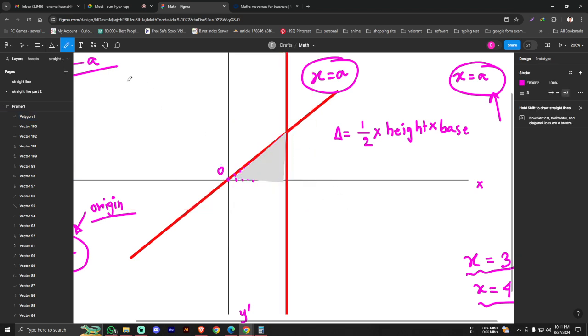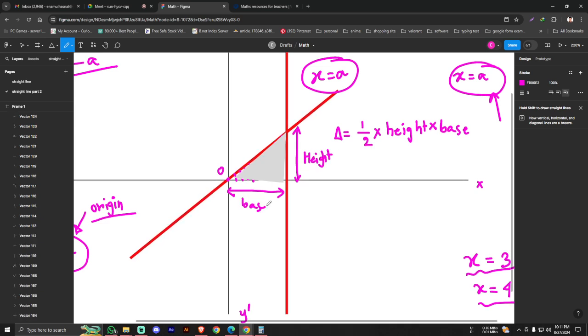So how can we find the height? Can you find the height and the base in this triangle? Suppose this portion right here, what will you call it? And this distance right here, what will you call it? Do you have to use numbers? This portion is the height, right? Yes, that's the height and that's the base.